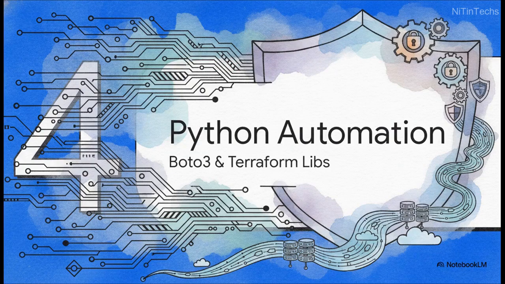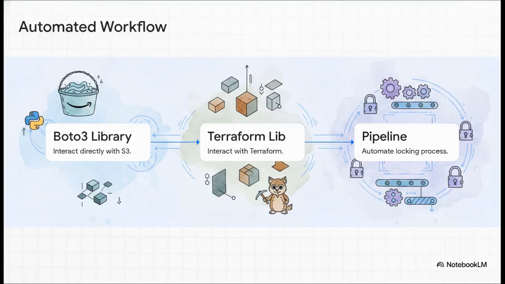Let's move on to Section 4, Automating with Python. Now, manual security is kind of an oxymoron, right? If a human has to remember to lock the state before a deployment, trust me, it will eventually be forgotten. This is where we bridge the gap between intent and execution. Step 1 involves using Python's Boto3 library to interact directly and programmatically with S3. Boto3 is the AWS SDK for Python, and it lets you write scripts that manage your cloud resources natively.